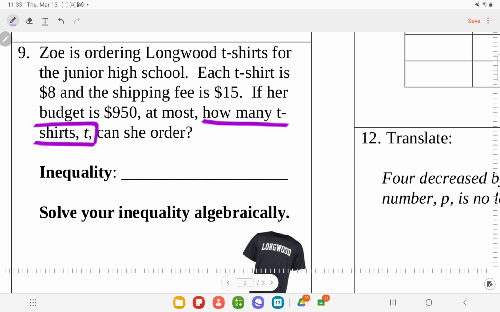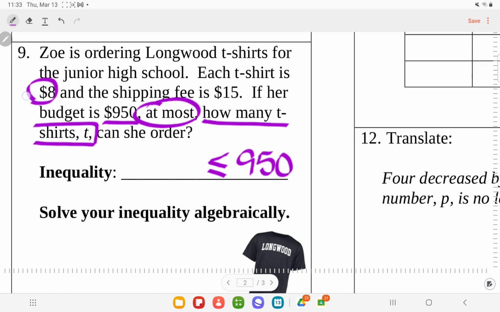I'm looking for my inequality symbol, the word that's going to give me my inequality symbol. If I look here, I see at most. That is a keyword that we know, and that will be less than or equal to, because this is a budget question. At most she can spend, $950 is my total. I'm going to put that over here by itself, get that out of the way.